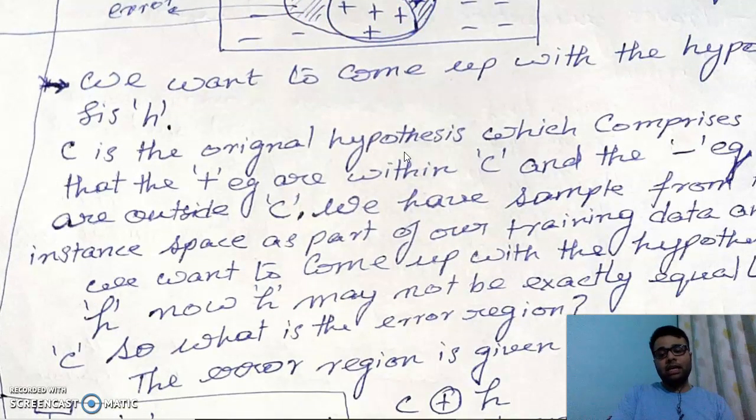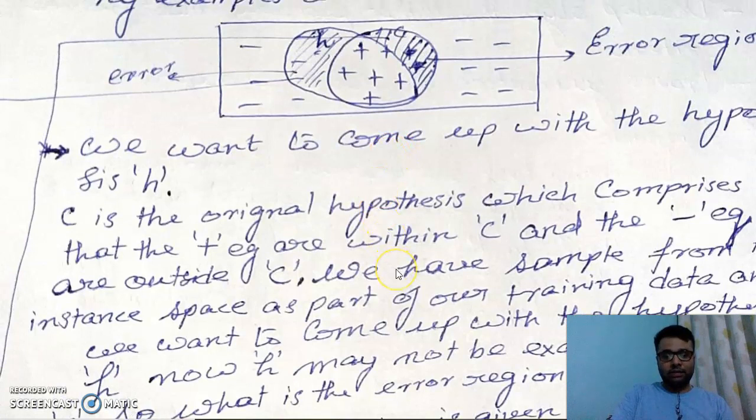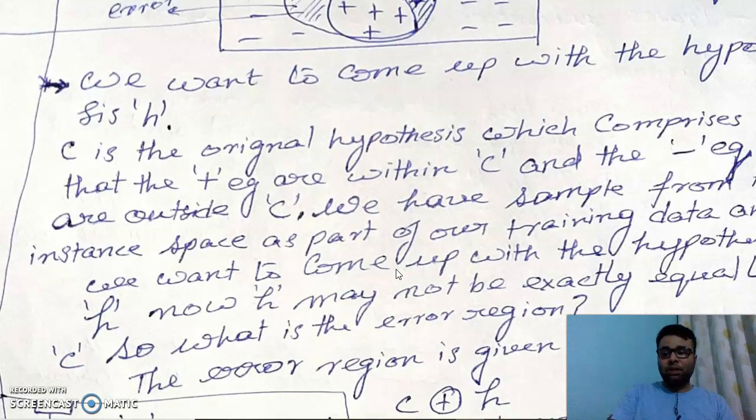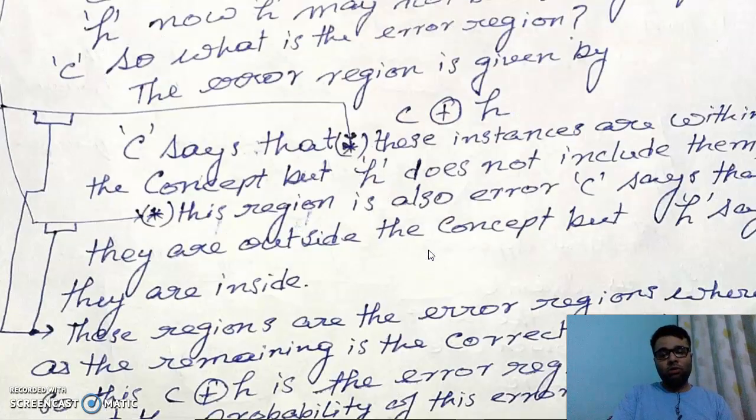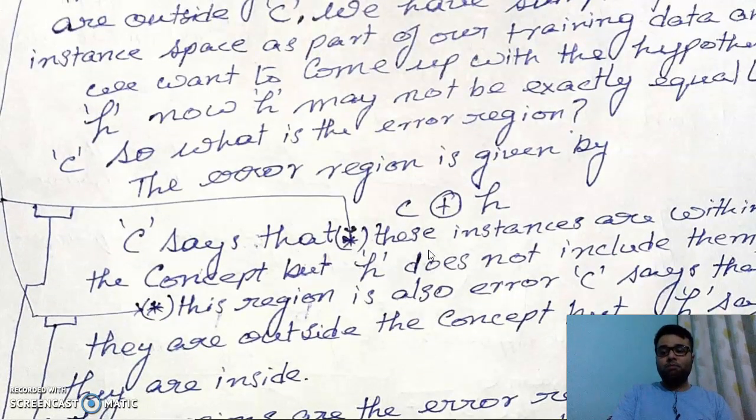So, here C is the original hypothesis, which comprises that the positive examples are within C and the negative examples are outside of C. We have a sample from the instance space as part of our training data, and we want to come up with the hypothesis H. Now, H may not be exactly equal to C. So what is the error region?